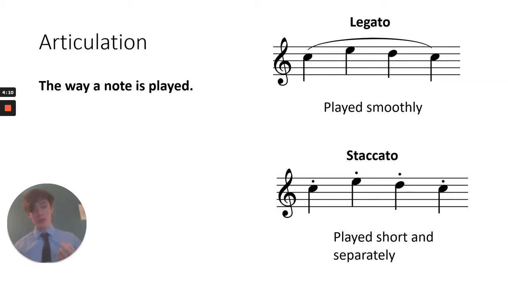On a music notation, we show the difference between these two with a nice smooth curved line for legato and short separate dots above each note for staccato.